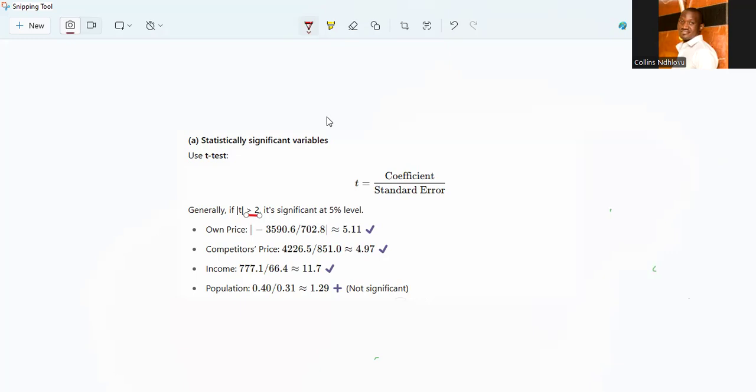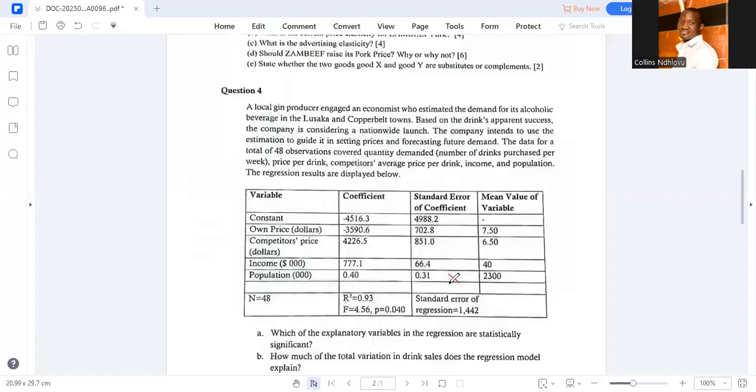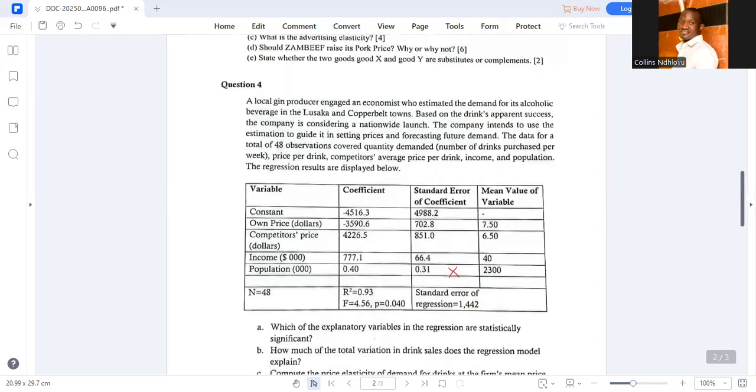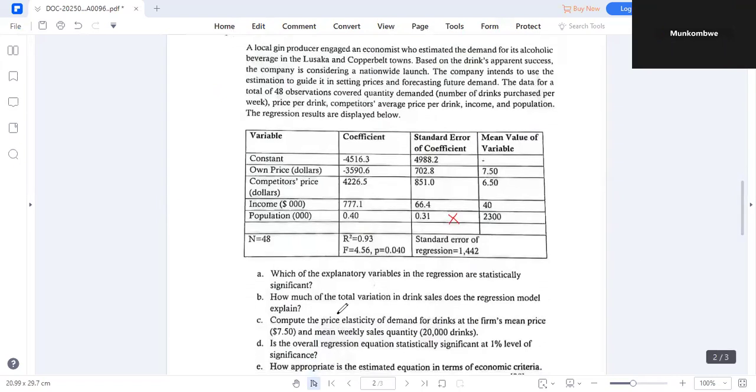So this is how the first part is supposed to be answered to measure the significance. Of these ones, they are just dividing this by that, this by that. So we discovered that the only part which is not significant is population. Are we together? Are we following? Is that clear? Yes, it is.